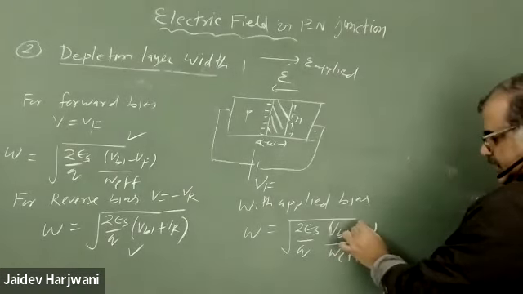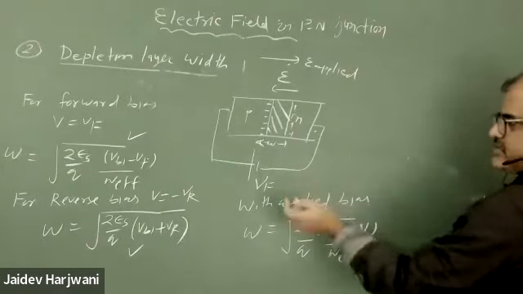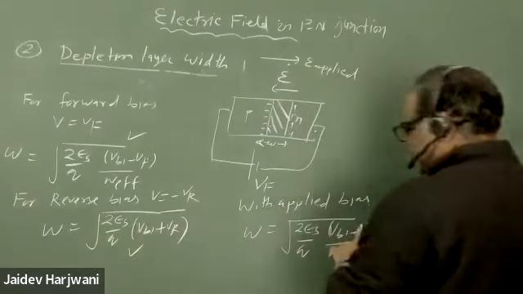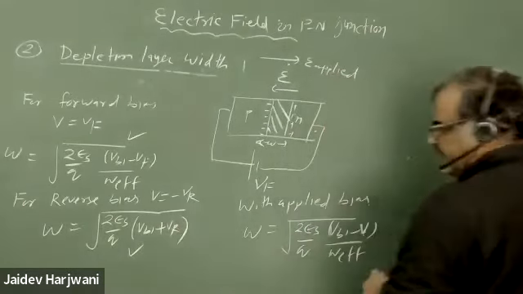So this is the general formula, with V applied. If V is positive, you write V minus VF. If V is negative, you can write V plus VR. So this is the general formula.